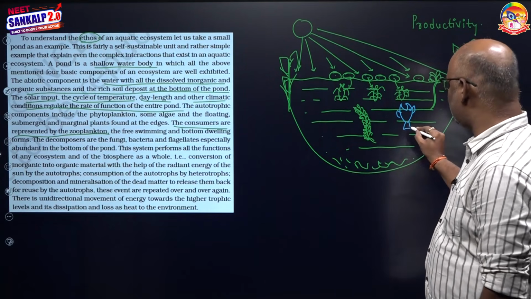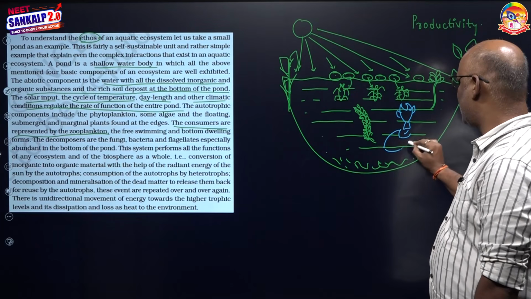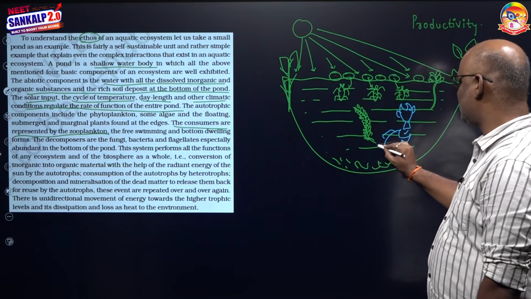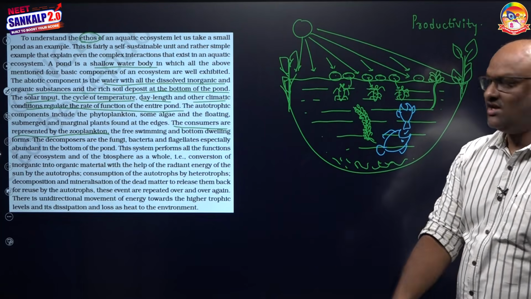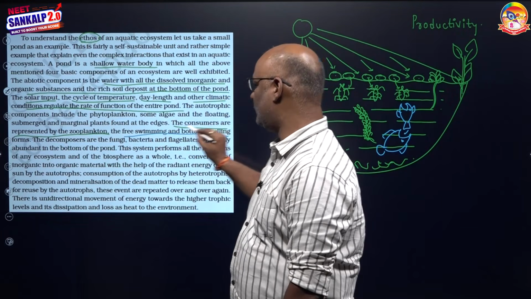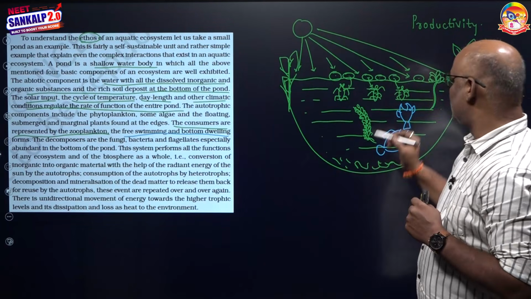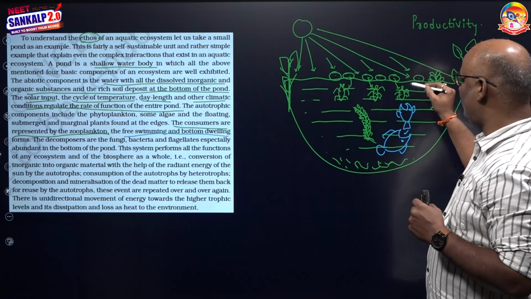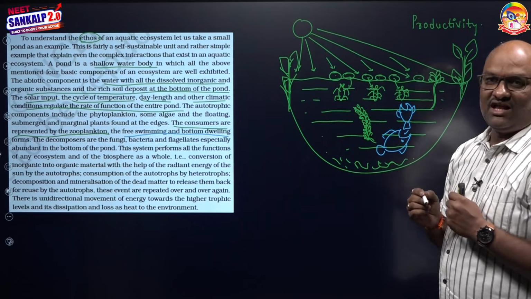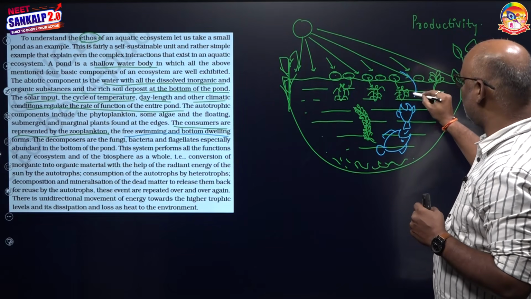Now the small fish is fed by the large fish, the large fishes which are present inside this pond. Now these large fishes, the free swimming and bottom dwelling forms, are responsible for eating the consumers, the producers and the consumers. So producers are fed by zooplankton, zooplanktons are fed by small fishes, small fishes are fed by large fishes. So here the energy present in the phytoplanktons is entering into consumers.